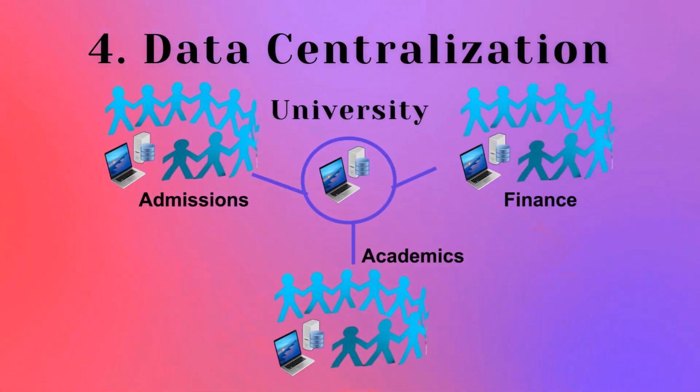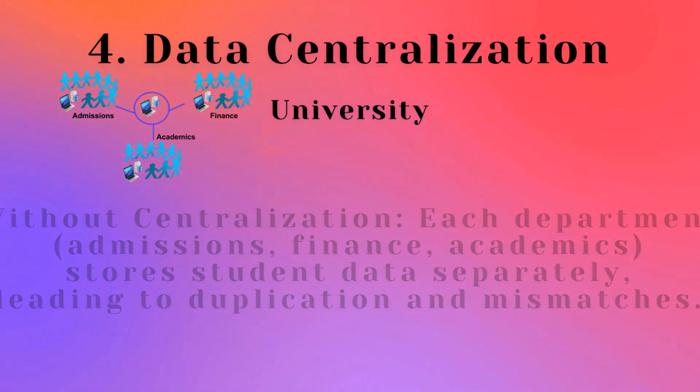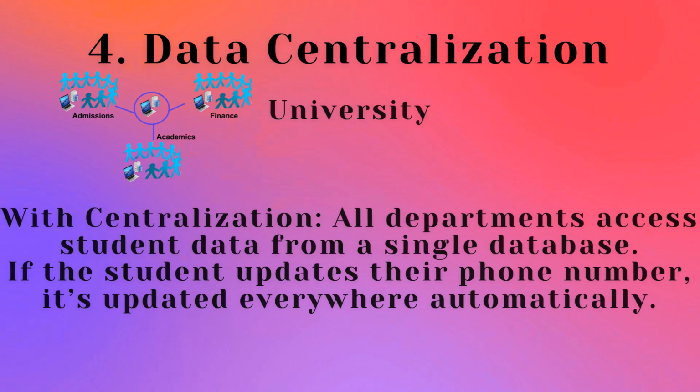For example, imagine a university with multiple departments. Without centralization, each department (admissions, finance, academics) stores student data separately, leading to duplication and mismatches. With centralization, all departments access student data from a single database. If the student updates their phone number, it's updated everywhere automatically.